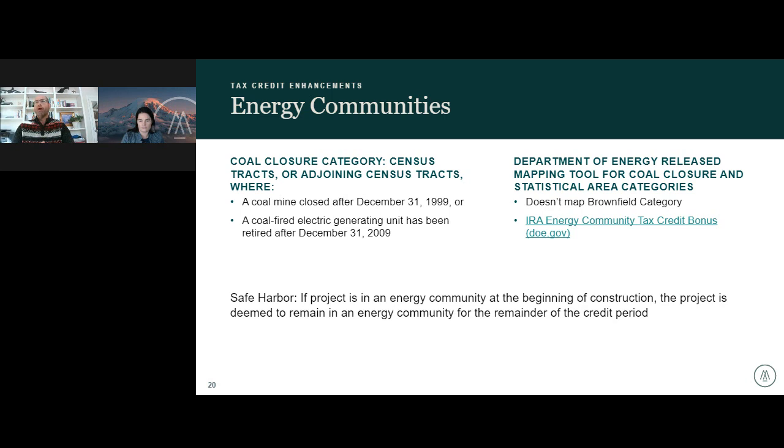And this is important because, as we indicated, if you're qualifying based on the fossil fuel employment, the unemployment rate, as I said, will change every April. And if you have a production tax credit that has a 10-year stream of credits associated with it, you would sure like to know that you're going to be in an energy community for the entire 10 years. And so the IRS did indicate this safe harbor does exist.